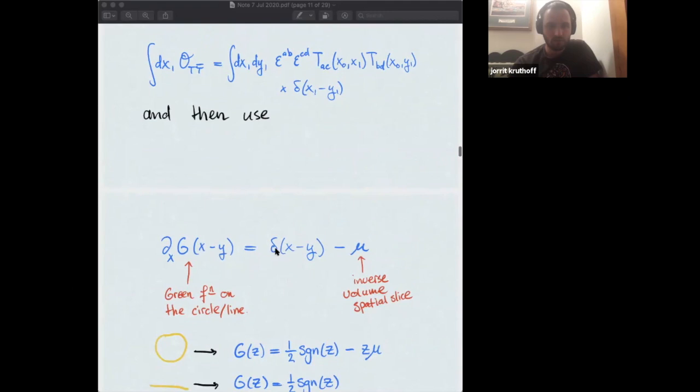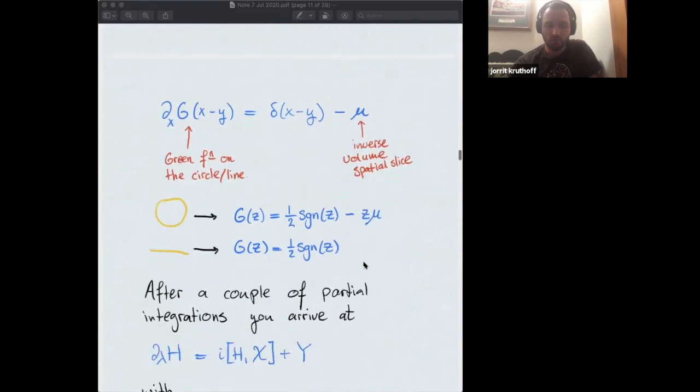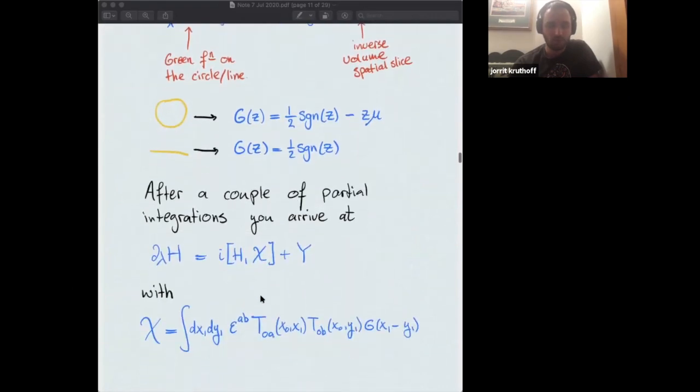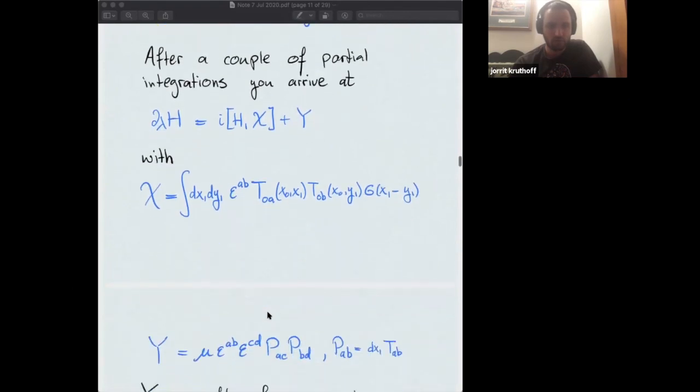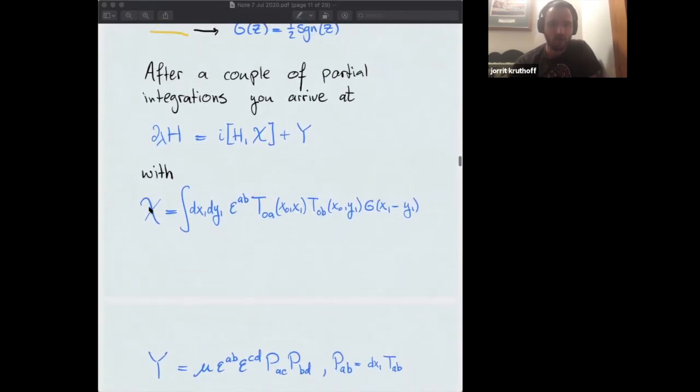Okay, so we substitute for this delta function, we use this equation, and then we can do a couple of partial integrations, and you can show that you get this particular result that I wanted to show. And the important thing here is the expression for chi and Y. So this big chi is an operator that has this Green's function here in it, for the circle or the line, and it has two stress tensors. But notice that there's only one epsilon tensor, and one of the indices is a time index.